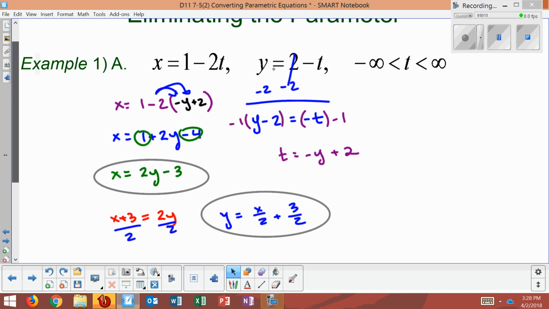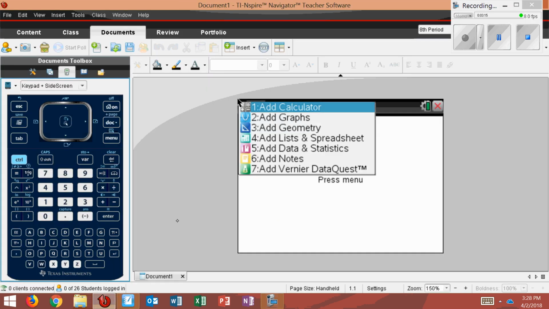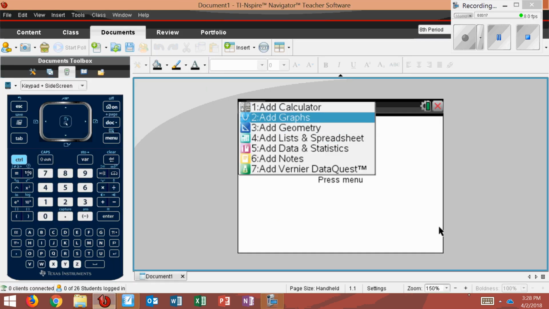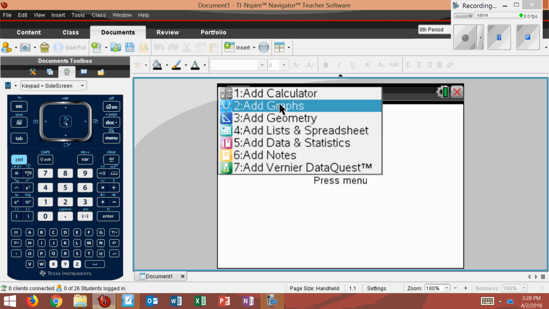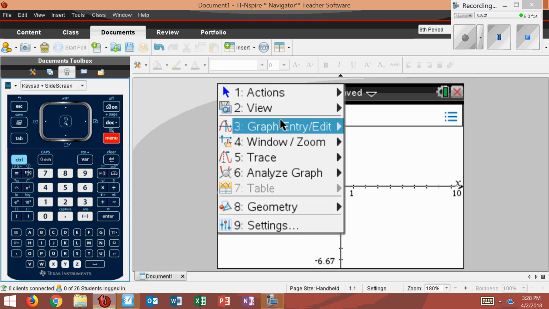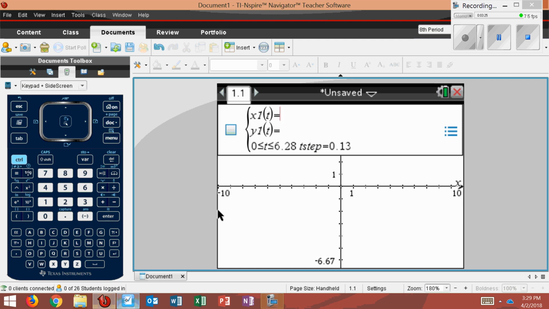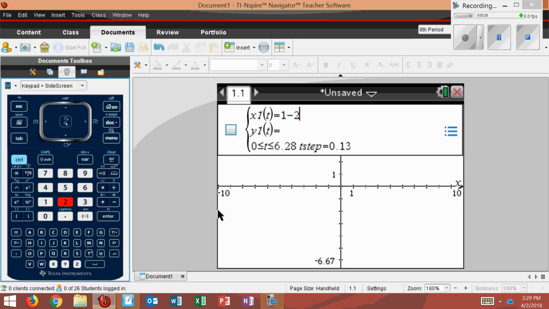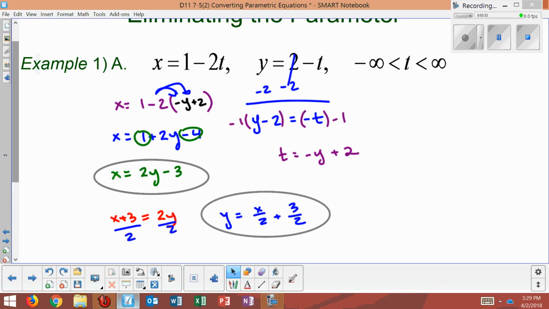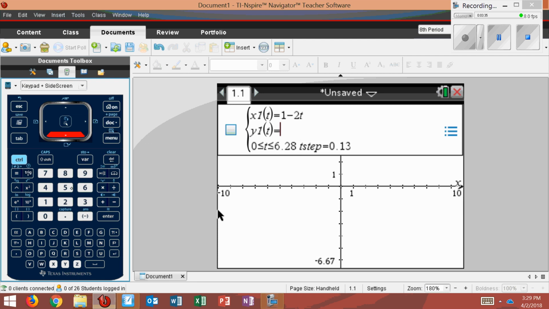Now let's check our answer. So we're going to first graph these two. I want to go to my calculator and choose add a graph. And once you add a graph, to type in the parametric, you go to menu, graph entry, choose parametric, and we type in our equations. The first was 1 minus 2t, and then the other equation was y equals 2 minus t.